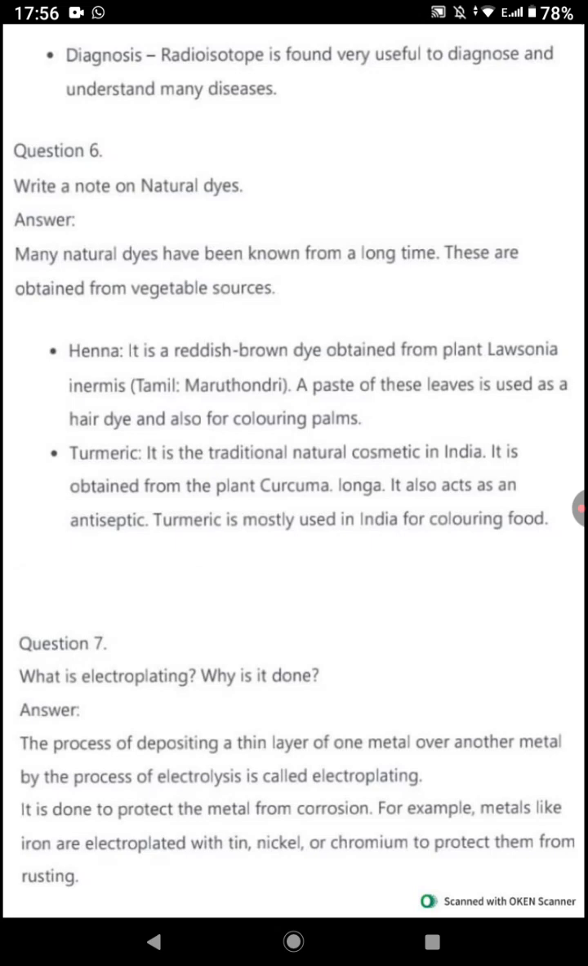What is electroplating? Why is it done? The process of depositing a thin layer of one metal over another metal by the process of electrolysis is called electroplating. It is done to protect the metal from corrosion. For example, metals like iron are electroplated with tin, nickel, or chromium to protect them from rusting.